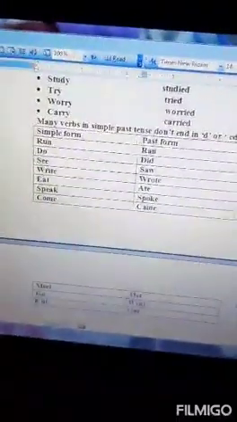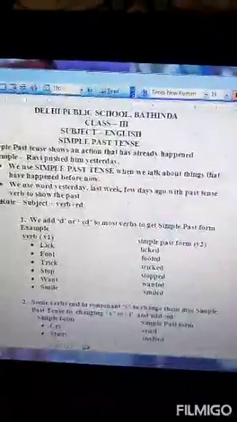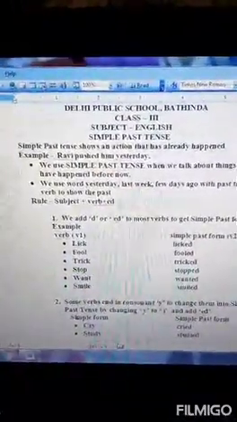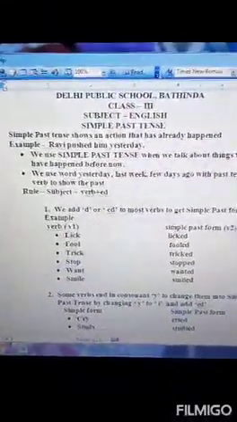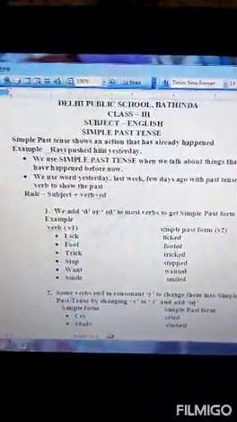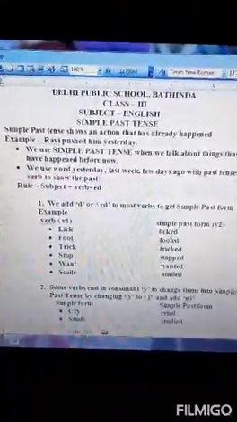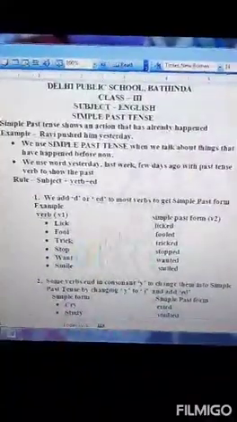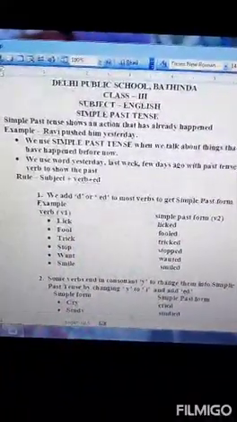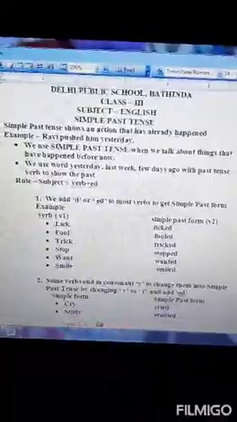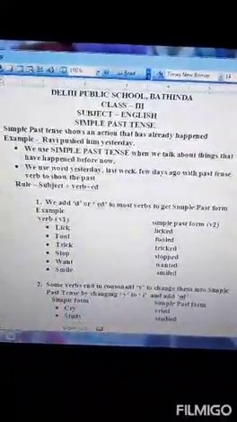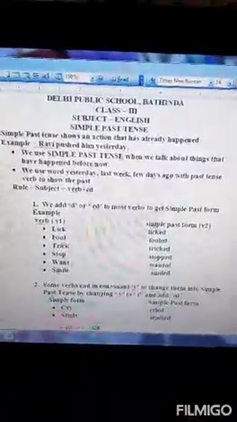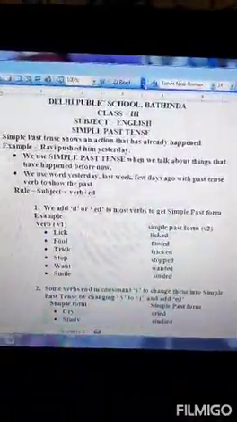So here, along with these rules, I have given you one list of irregular verbs. What you need to do is copy all the rules and the list of those irregular verbs in your English notebook, and then we will meet in our next class and proceed with simple past tense. Hope you understood each and everything, and the rest we will discuss and I'll clear your doubts.